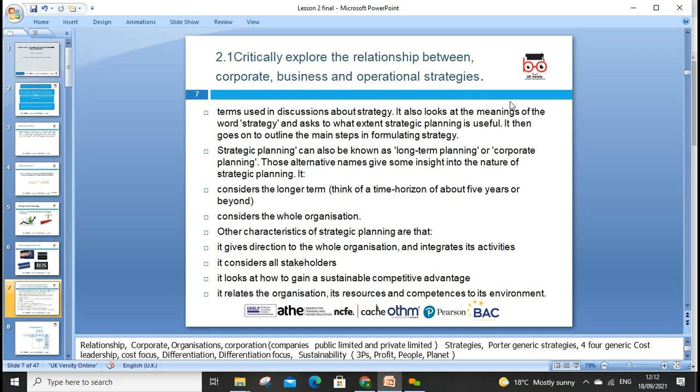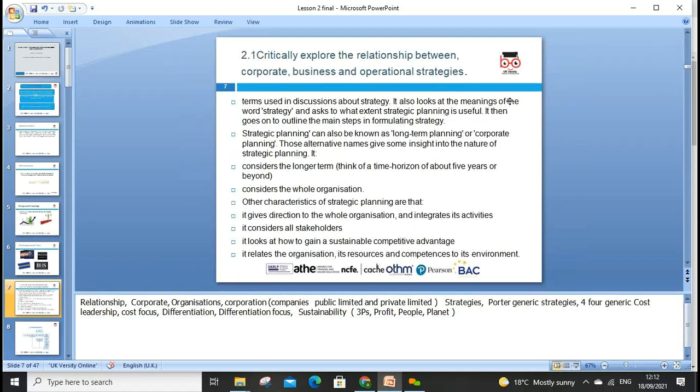Other characteristics of strategic planning are that it gives direction to the whole organization and integrates its activities. It considers all stakeholders. It looks at how to gain sustainable competitive advantage. It relates the organization, its resources and competencies to its environment. So what we need to do is look at the relationship between corporate organizations, companies, public limited, private limited. We can look at the nature of the business.